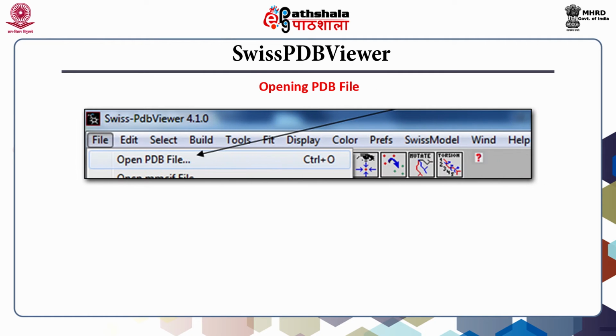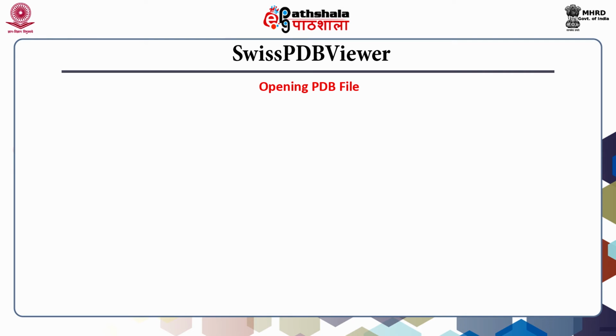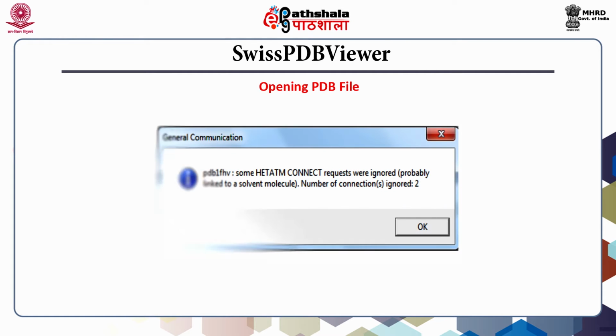Now, from the File menu, select the first command, Open PDB file. In the Open dialog box, select the 1-FHV PDB file and click Open. Since the checkbox for receiving alert when unknown groups are treated as het atom upon loading a structure was left checked, the general communication is received that some het atom connect requests were ignored because they are probably linked to solvent, that is water molecule.